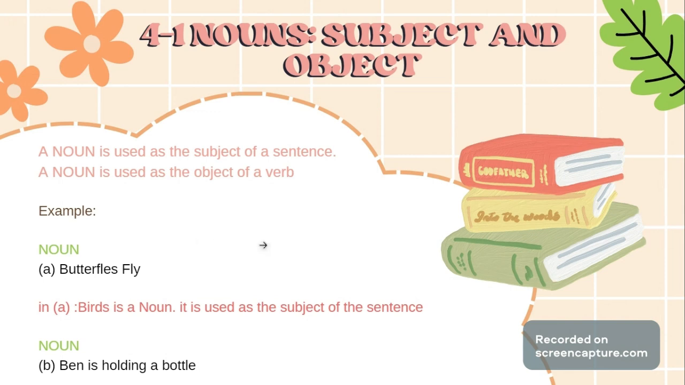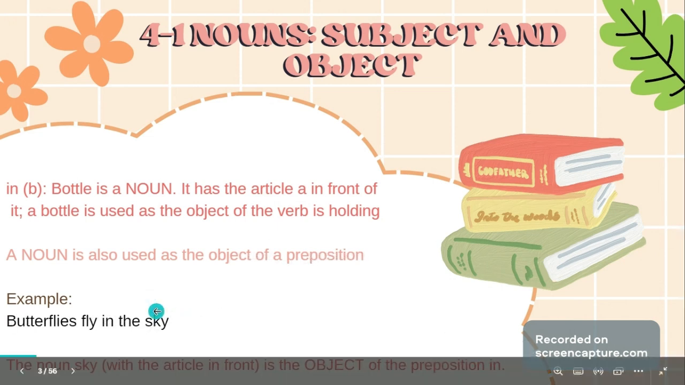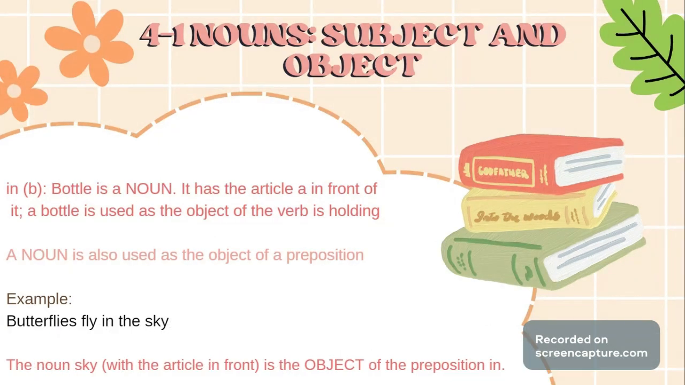And next, Ben is holding a bottle. In this sentence, bottle is a noun. It has the article a in front of it. A bottle is used as the object of the verb is holding. A noun is also used as the object of a preposition. Example, butterflies fly in the sky. The noun sky, with the article in front, is the object of the preposition in.